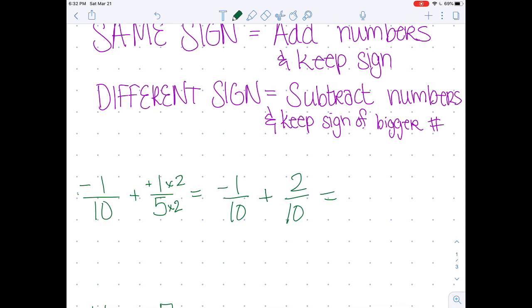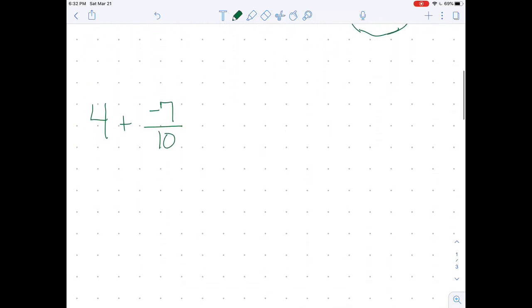Now, remember, different signs mean we subtract. So if we do 2/10 minus 1/10, we get 1/10. And 2/10 is definitely bigger than 1/10, so this is a positive 1/10. We're going to keep the positive sign from this 2 because it's the bigger number. Okay, let's look at another example.